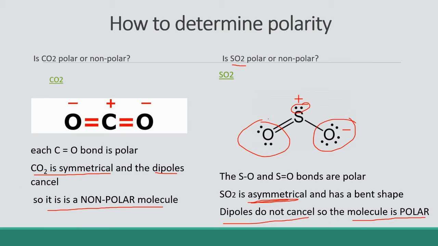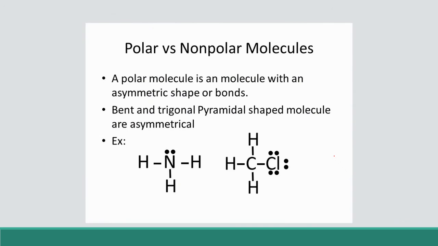So if the molecule has a permanent dipole, it's asymmetrical. The dipoles do not cancel. The molecule is polar. So a polar molecule is any molecule with an asymmetric shape or bonds. Bent and trigonal pyramid shaped molecules are asymmetrical. This is because of the lone pairs. Okay, so this is ammonia. It's got 1, 2, 3, 4 areas of electron density, 3 bonding, 1 non-bonding, and so it's asymmetrical.